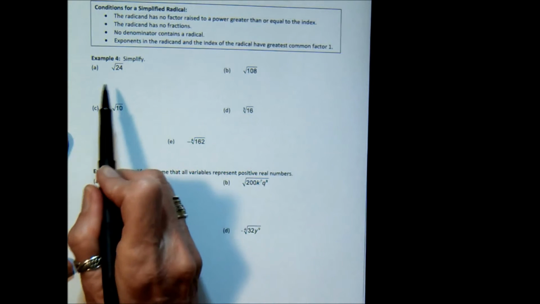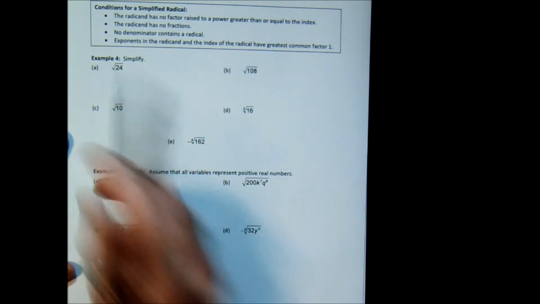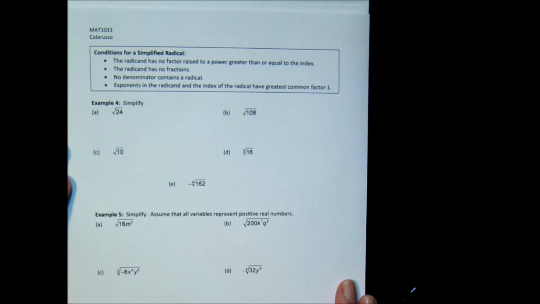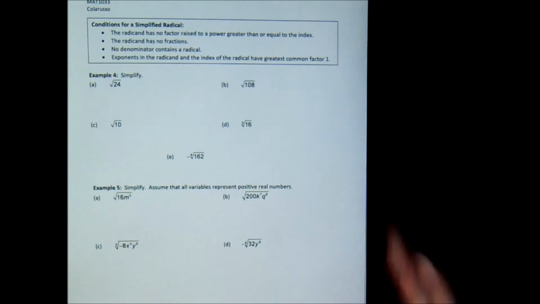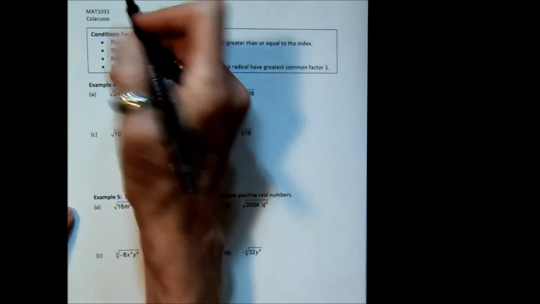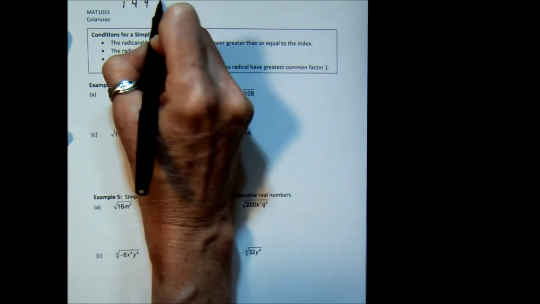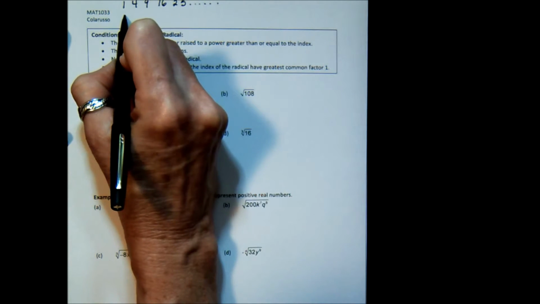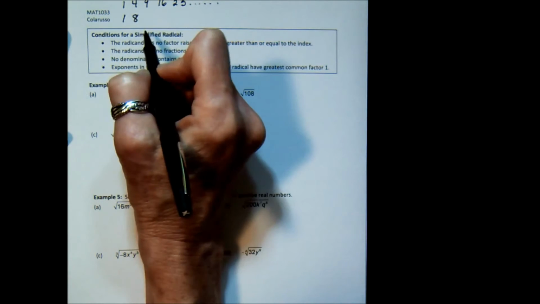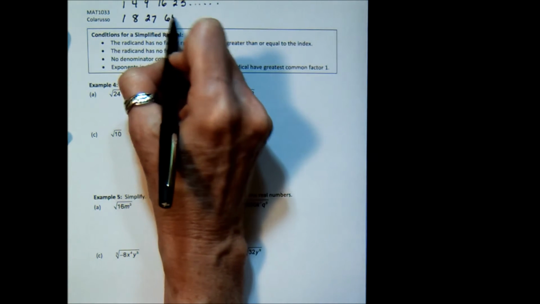So how do we simplify a radical like square root of 24? Well, let's quickly remember our list of perfect squares and perfect cubes. So perfect squares: 1 times 1, 2 times 2, 3 times 3, 4 times 4, 5 times 5, etc. Perfect cubes: 1 times 1 times 1, 2 times 2 times 2, 3 times 3 times 3, 4 times 4 times 4, etc. Those are the numbers you have to be familiar with.